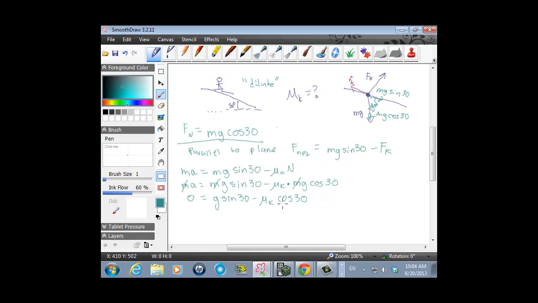Then divide by the cosine 30 and you just have your mu k, which you're solving for. Yeah, I could do that in this one, but I don't need to. So what I'm going to do is just solve for mu k.